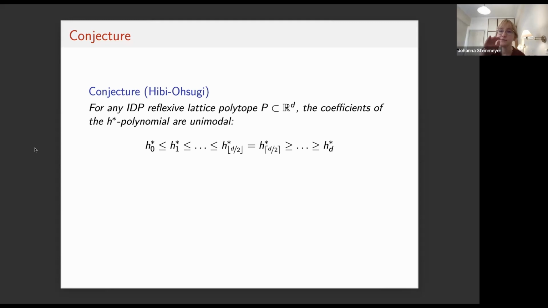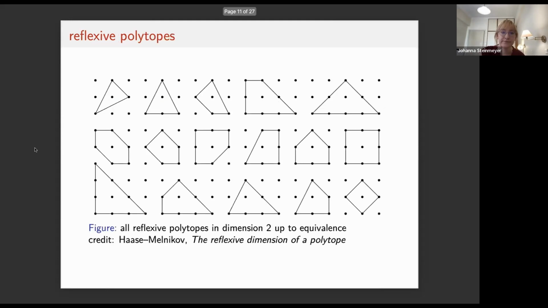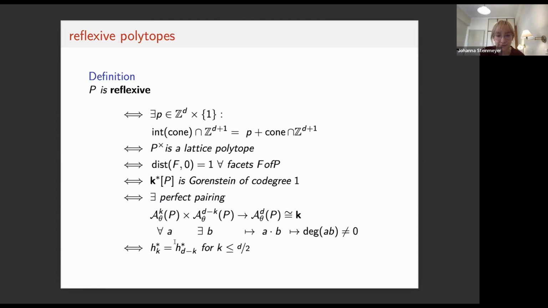So it's going to rise up to the middle and then go back down. Now, not what I said a slide ago, well, two slides ago. Here, we know that we have a symmetry already. We know that it's a palindrome, but we would like more than that. We would like it to even be unimodal.